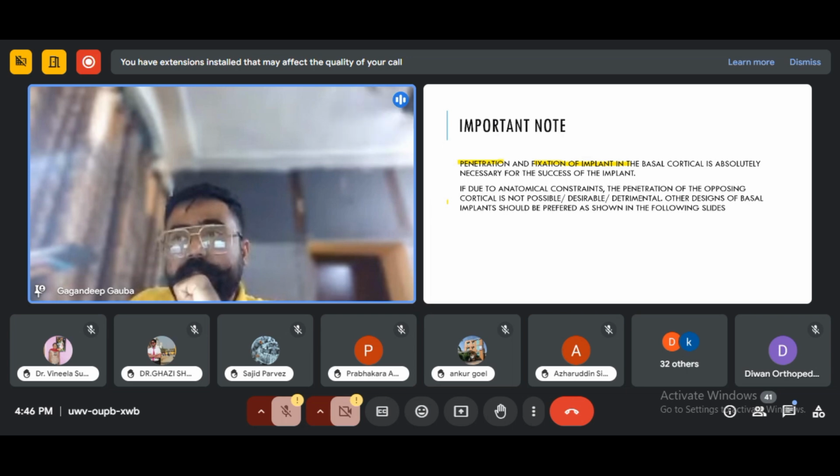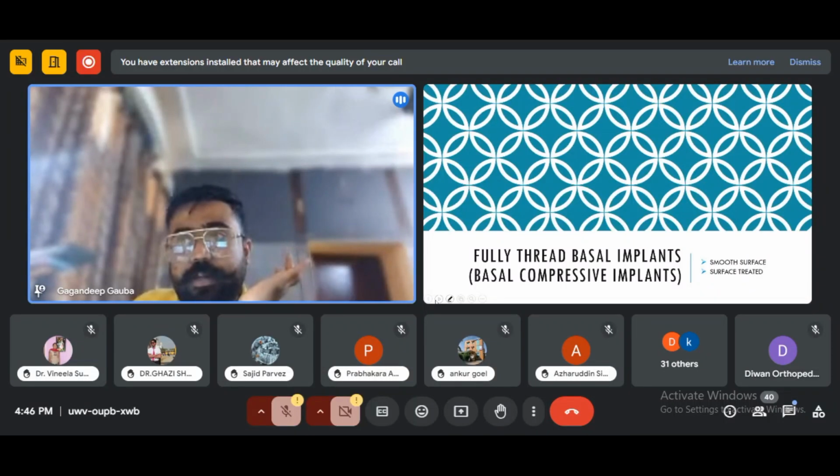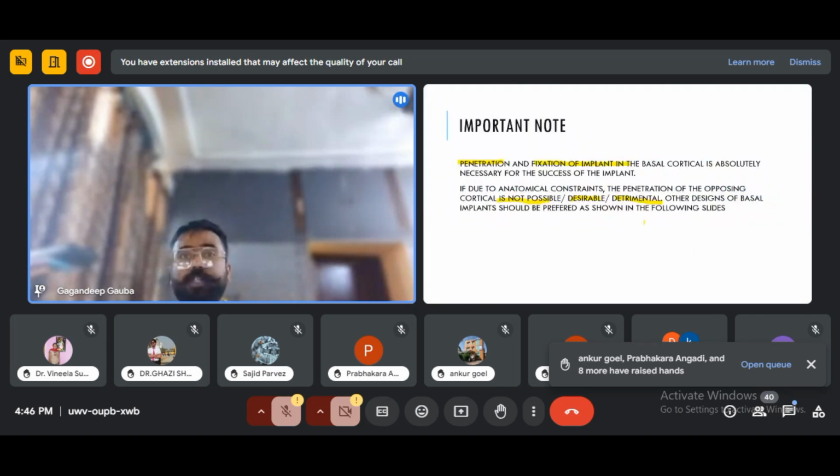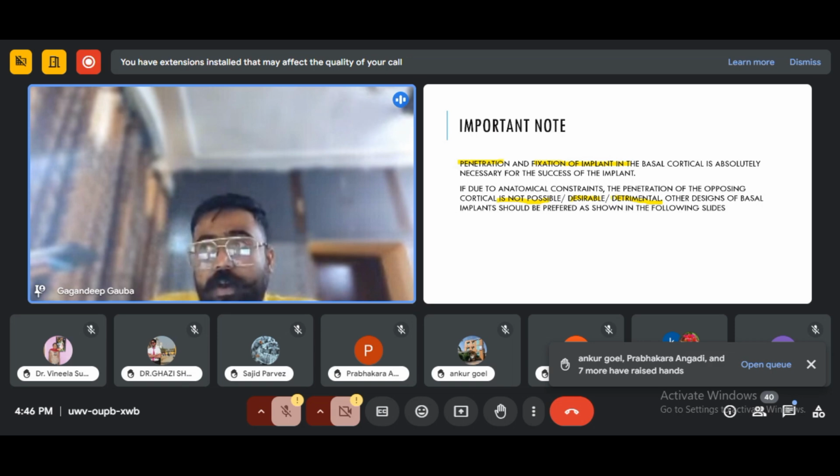If due to some reasons we are not able to reach the second cortex, either it is not possible, it is not desirable, or it is detrimental, there might be a chance of loss to the patient. Then what we will do is we will, right, sir?